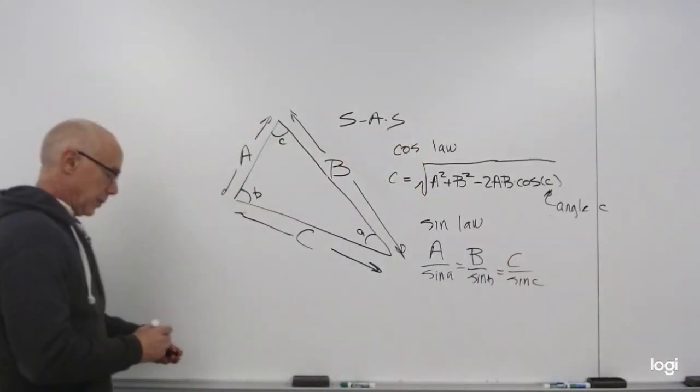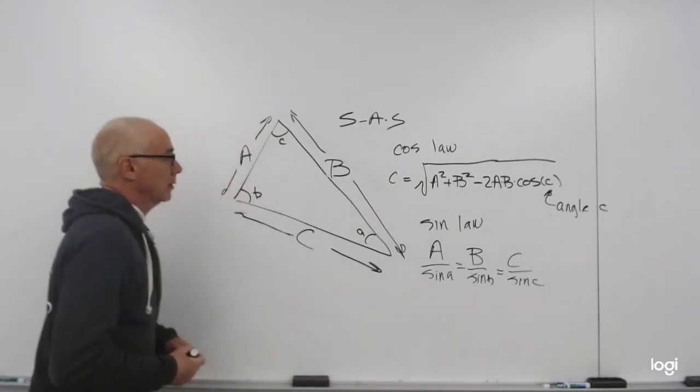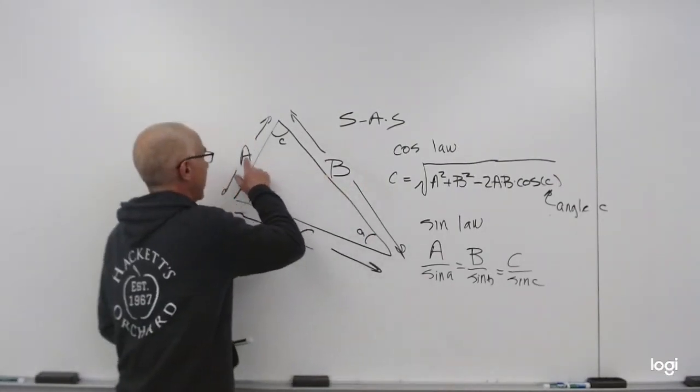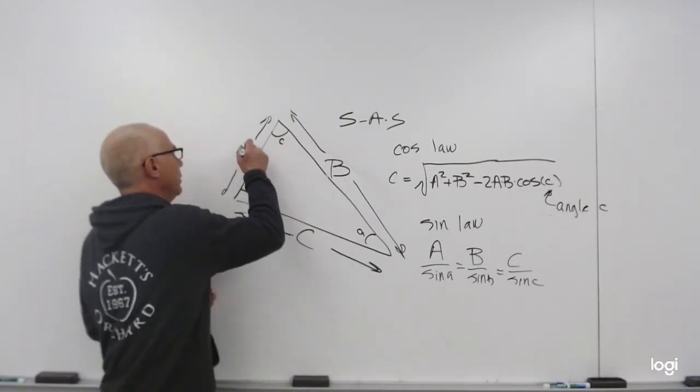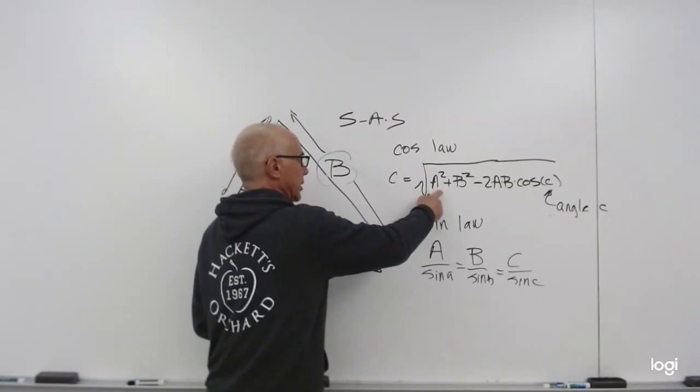So in this case, I'll just mark the known quantities now. Basically, if we started with A, B, and angle C, so those were known, and then we applied this function, we got C.